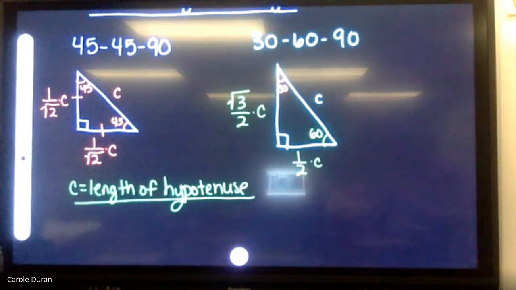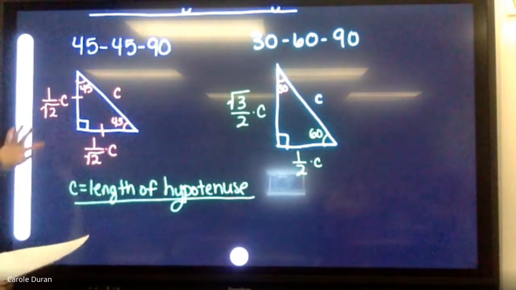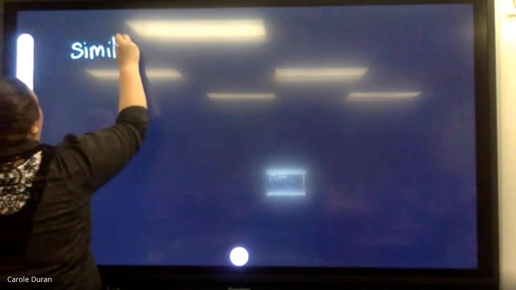Okay, so aside from having special right triangles, we also have something called similar right triangles and congruent triangles. Similar triangles have the same angles with proportional sides. Congruent triangles have the exact same sides and the exact same angles. So of course, we're just going to write that out as a nice, friendly little reminder.